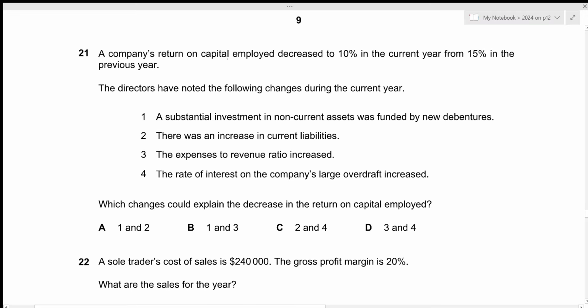A company's return on capital employed decreased to 10% in the current year from 15% in the previous year. The directors have noted the following changes during the year. Which changes could explain the decrease in the return on capital employed?